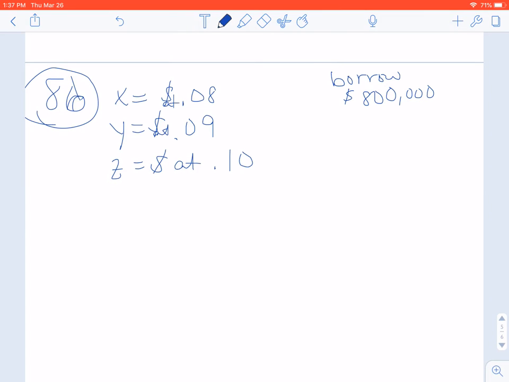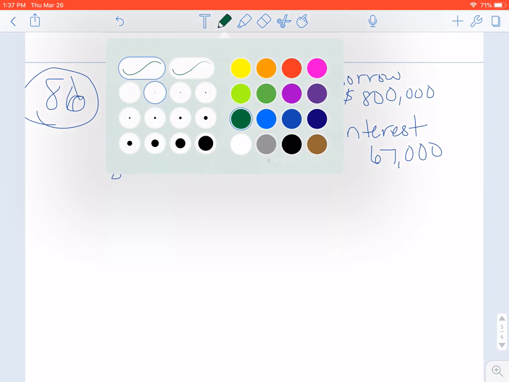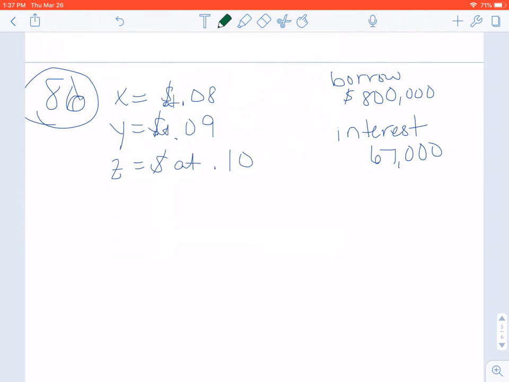or 0.10. It also says that we have to pay the annual interest from those rates, and that's extra money that we pay on top of the $800,000, $67,000, and that's a year. So every year we have more interest that we have to pay. So trying to come up with an equation, we know we're borrowing $800,000 in 3 different amounts. So those 3 amounts are x, y, and z. They must add to be $800,000.